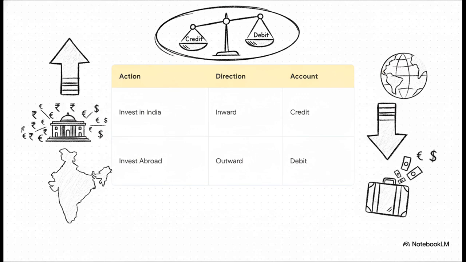And applying our golden rule, you can see exactly how the RBI records this. When non-residents invest their cash into Indian companies, whether that's direct or portfolio, that's an inward flow. Boom, credit. But if Indian residents decide to invest their money abroad in foreign firms, that capital is exiting the country. It's an outward flow, and therefore, it's logged as a debit.